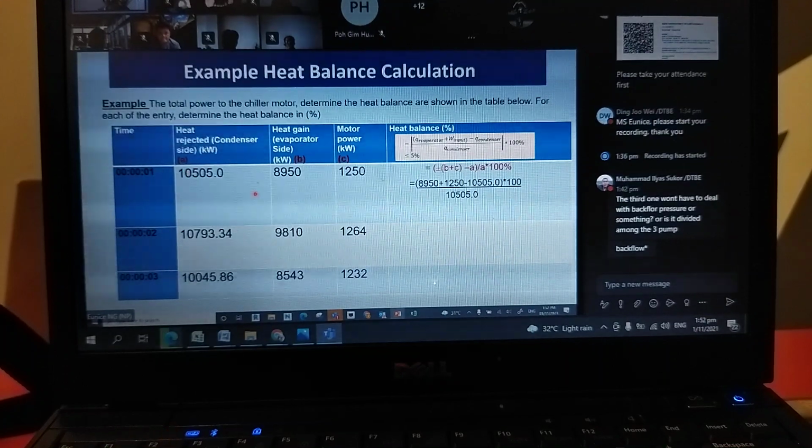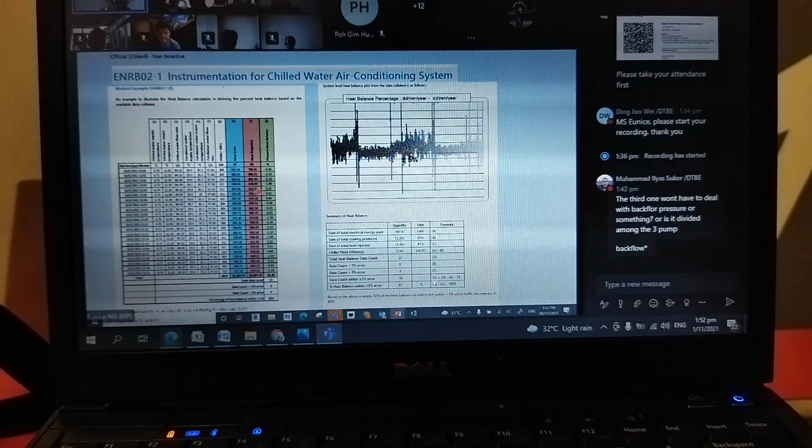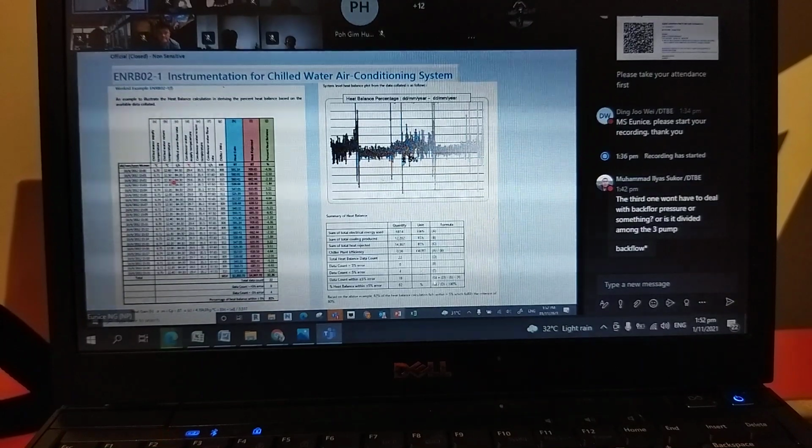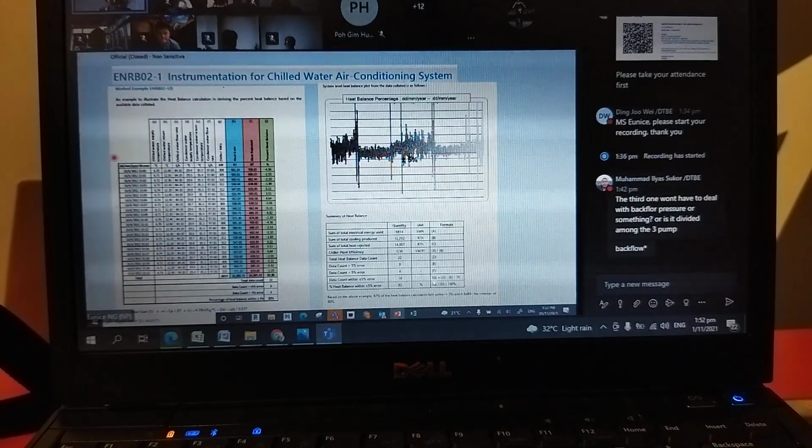Before I come to this, what the energy auditor does is set up their sensors. Last Friday I showed you in the lab, the readings. They take the chilled water temperature, condenser water supply temperature, condenser water return temperature, the flow rate, and the power. Then they calculate the heat gain. The heat gain is the cooling load.